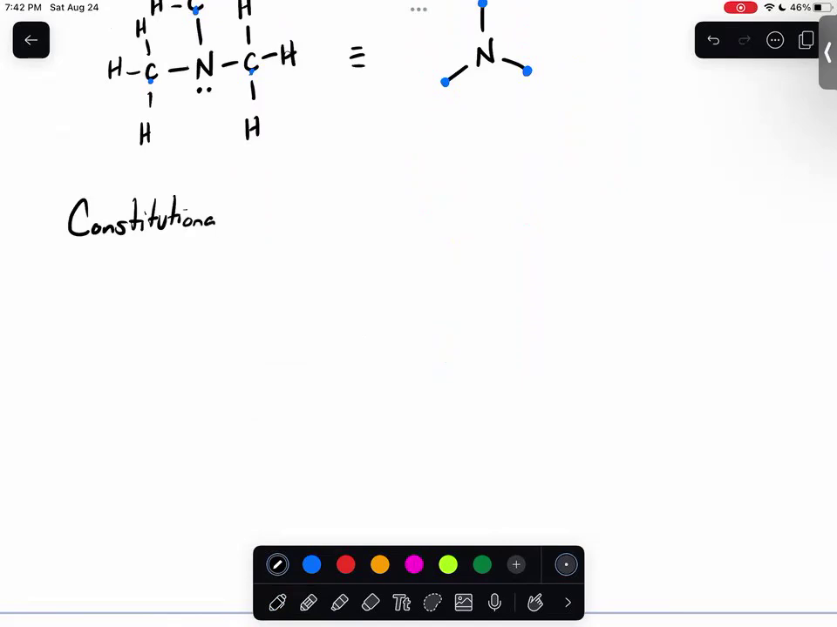So, as a reminder from lecture one, constitutional isomers are two different structures that have the same molecular formula. We're going to look back at the ones that we had originally drawn, which was C3H8O. At least I think it was this. Maybe it wasn't. Either way, we're going to have three isomers of this structure.